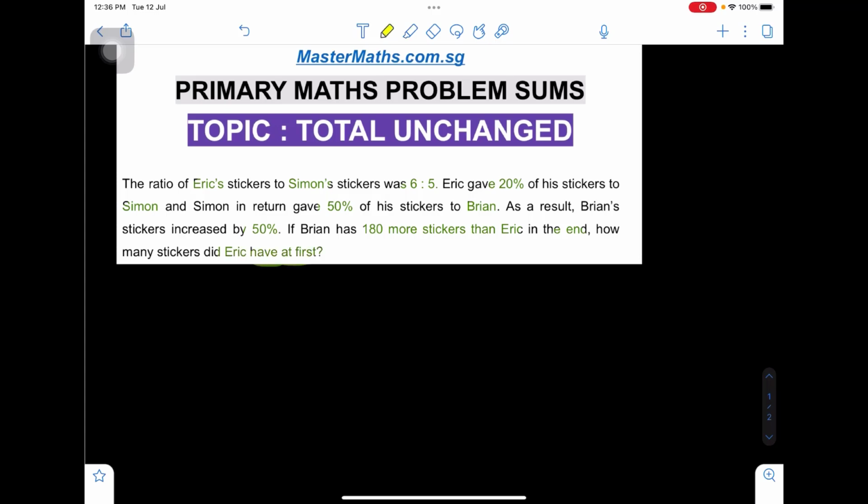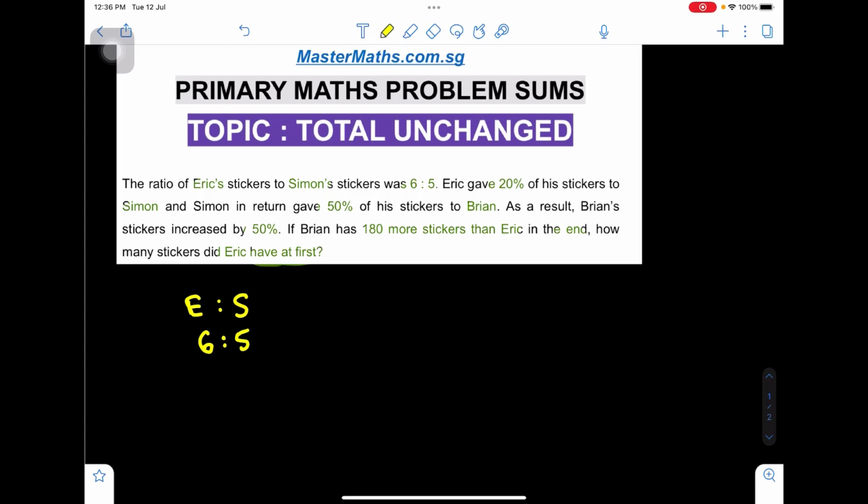Now, to do this question, you need to understand that for the first part of change, where Eric gave 20% to Simon, this is an internal transfer problem where the total must remain the same. Alright, so we can tackle that first. So Eric is to Simon 6:5. Alright, so Eric gave 20% of his stickers to Simon.